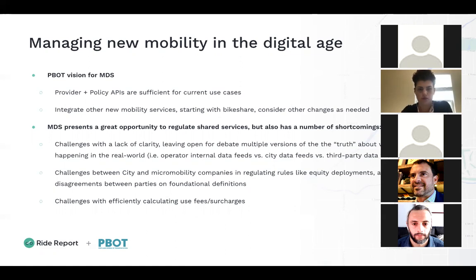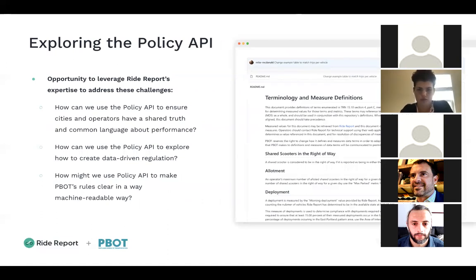It makes it very challenging to regulate new mobility in the digital age when there aren't some of these foundational definitions. Some of the other current shortcomings with MDS around provider and agency is also the ability to calculate fees and surcharges, which is one of the things that cities recognize as really important for being able to support micromobility programs, as well as ideally generate resources that can be used to benefit micromobility in the long run.